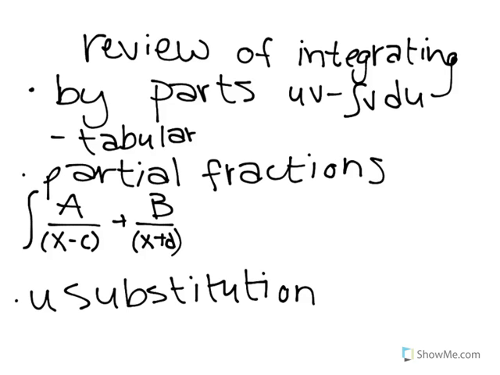So there's basically three different methods. There's integration by parts, which is uv minus the integral of v du, or you can do tabular integration for that. There's partial fractions, which is A over x minus c plus B over x plus d. We'll go over that one in a bit. And then there's u substitution, which is probably the most common one that you'll use. So I probably should have listed it first, but whatever.